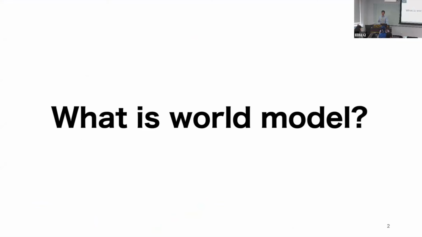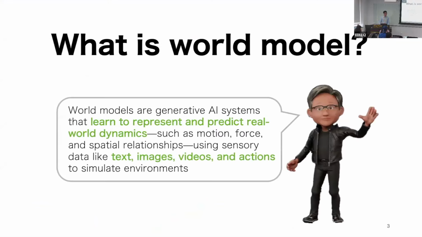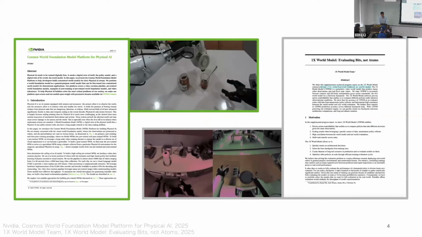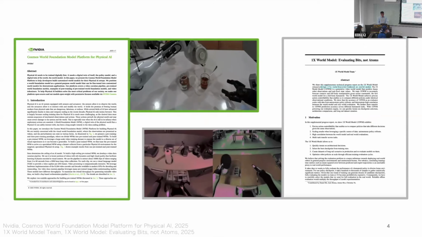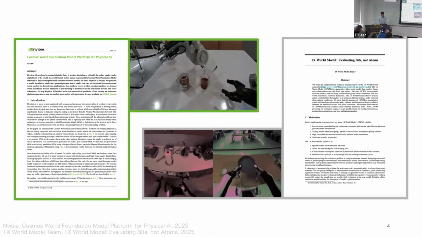I'll start with a very simple but important question. What is a world model? According to Jensen Huang, a world model is a generative AI system that learns to represent and predict real-world dynamics using sensory data like text, images, videos, actions to simulate environments. In robotics, there's a growing trend showing the great potential to leverage world models as generalized dynamics models.